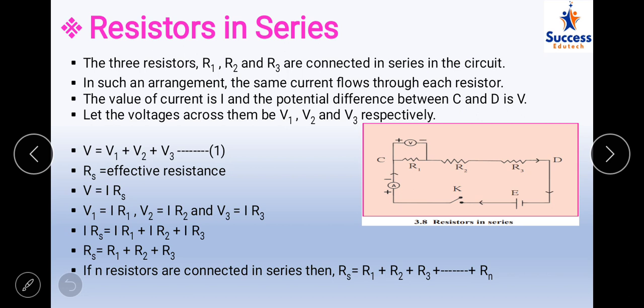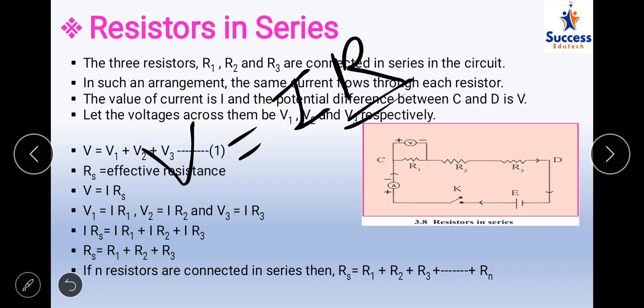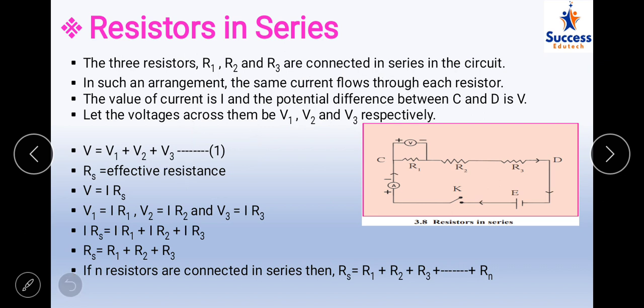In several devices, a number of resistors are connected together in different ways. And Ohm's law is applicable to such connected resistors. Ohm's law means V is equal to IR. That is, the voltage is directly proportional to the current, and R is the constant of proportionality. So Ohm's law is applicable here.